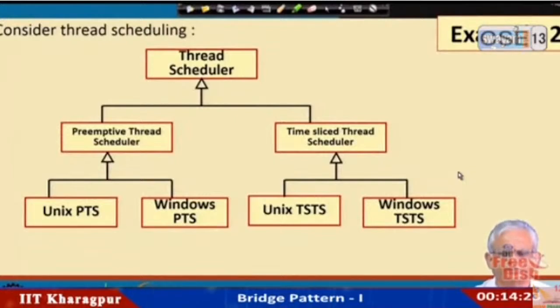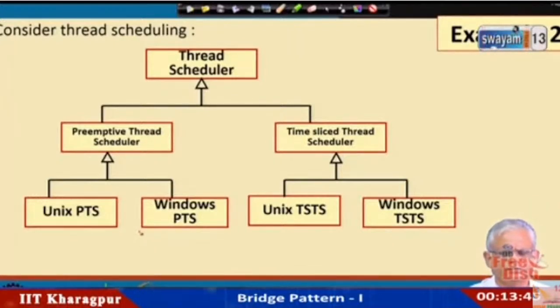Now let's look at another example. We are given this hierarchy which some designer has come up with. He has the thread scheduler class here, and then he subclassed it into preemptive scheduler and time slice scheduler. And then there is the Unix preemptive thread scheduler and the Windows preemptive thread scheduler. There are two types of preemptive thread scheduler, one for the Unix platform and another for the Windows platform.